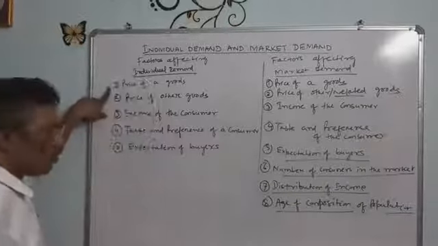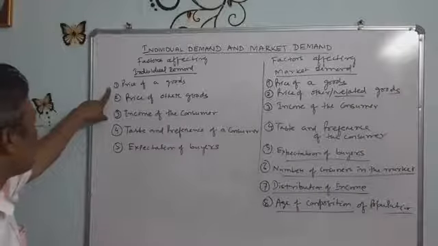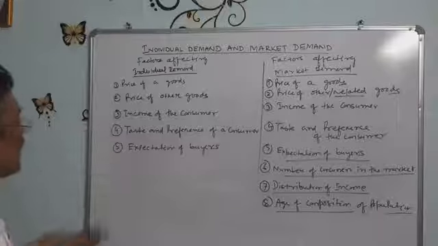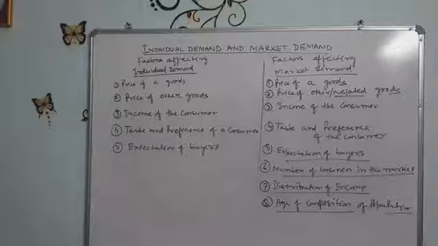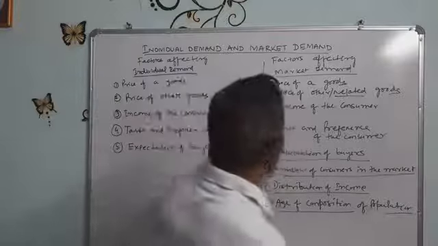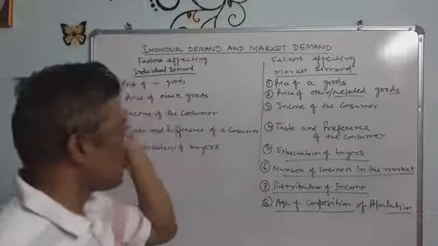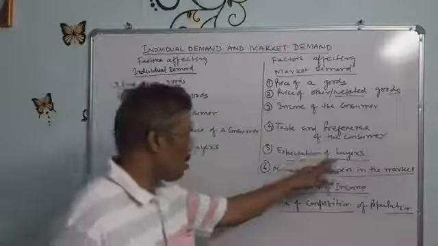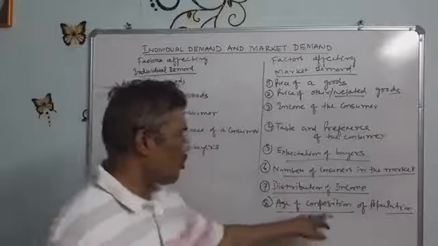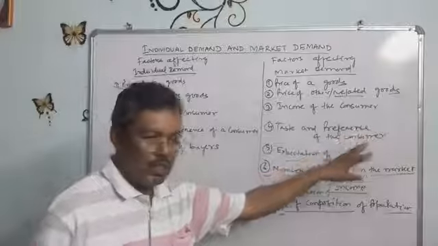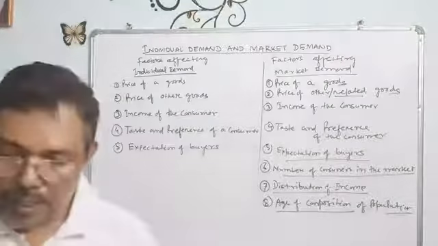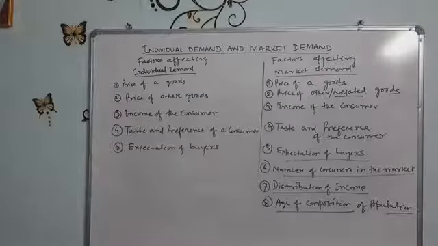Individual demand we have already discussed, with these 5 points: price of a good, price of related goods, income of the consumer, taste and preference of a consumer, and expectation of buyers. And market demand: price of goods, price of other related goods, income of the consumer, taste and preference of the consumer, expectation of buyers, number of consumers in the market, distribution of income, and age and sex composition of population. These are the 8 points which affect market demand.